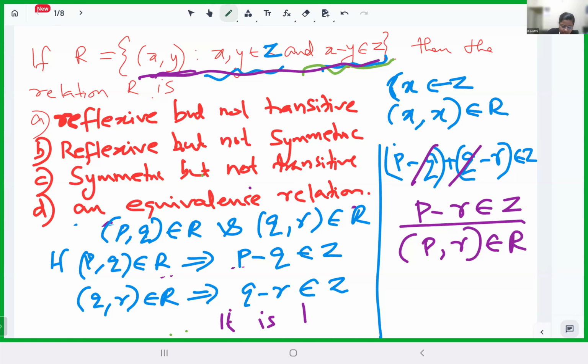So the given relation is reflexive, symmetric, and transitive. So we can conclude that it is an equivalence relation. All right. So moving on to the next question.